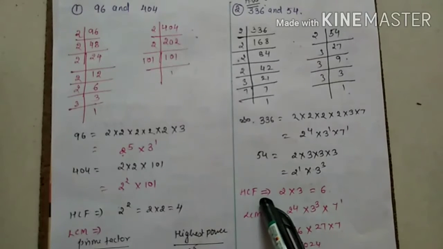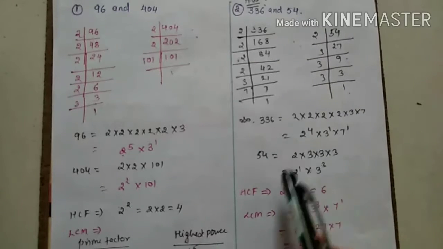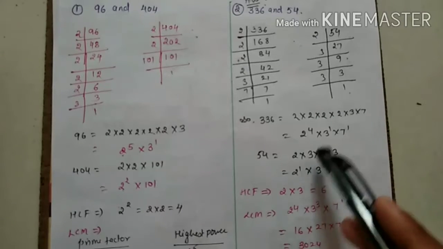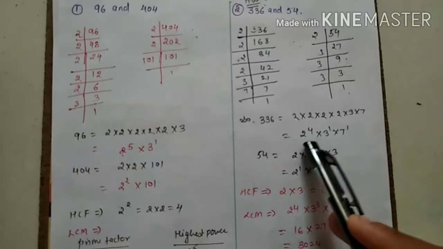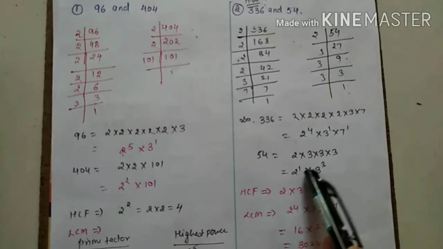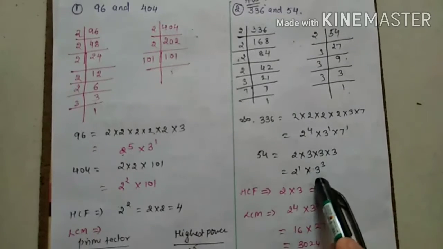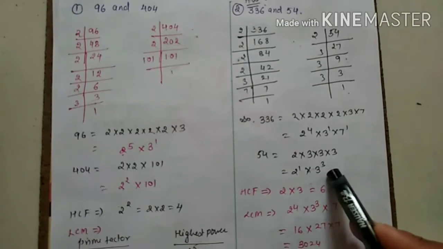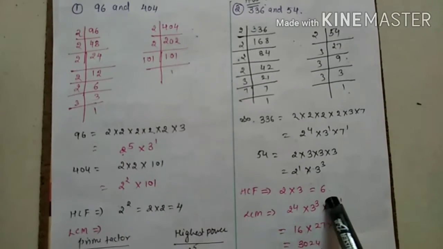As you know, for HCF, highest common factor, the power should be the lowest. Clear? The common factors are 2 and 3. For the HCF you have to check the power and take the lowest. Here 2 has power 4, and here 2 has power 1. So which one do I consider? 2 power 1. Then 3 power 1 and 3 power 3, so I take 3 power 1. So 2 into 3 equals 6. So my HCF is 6.